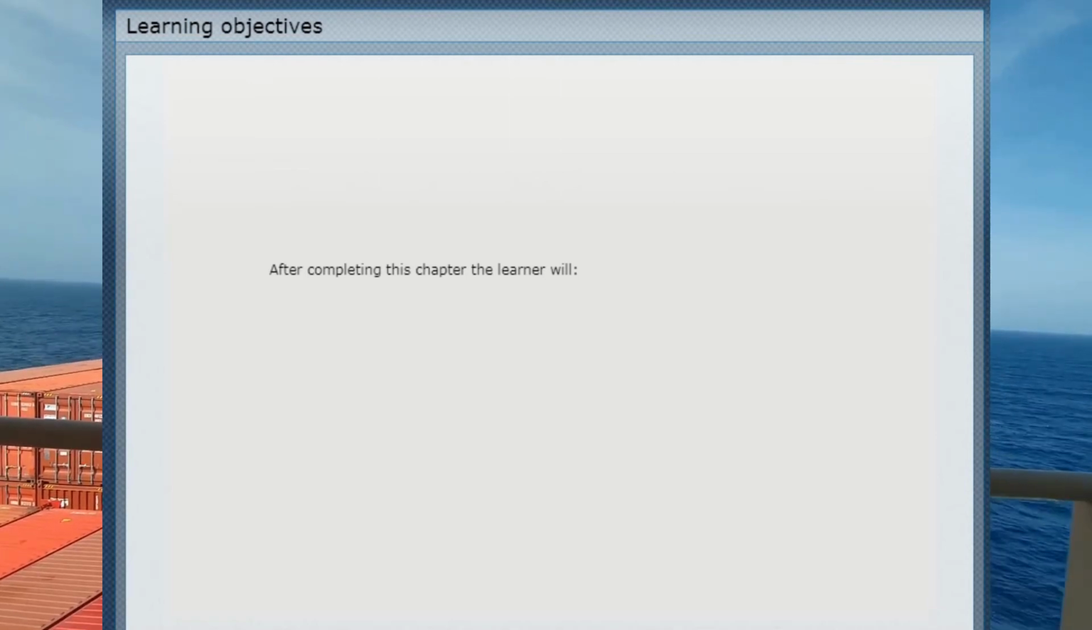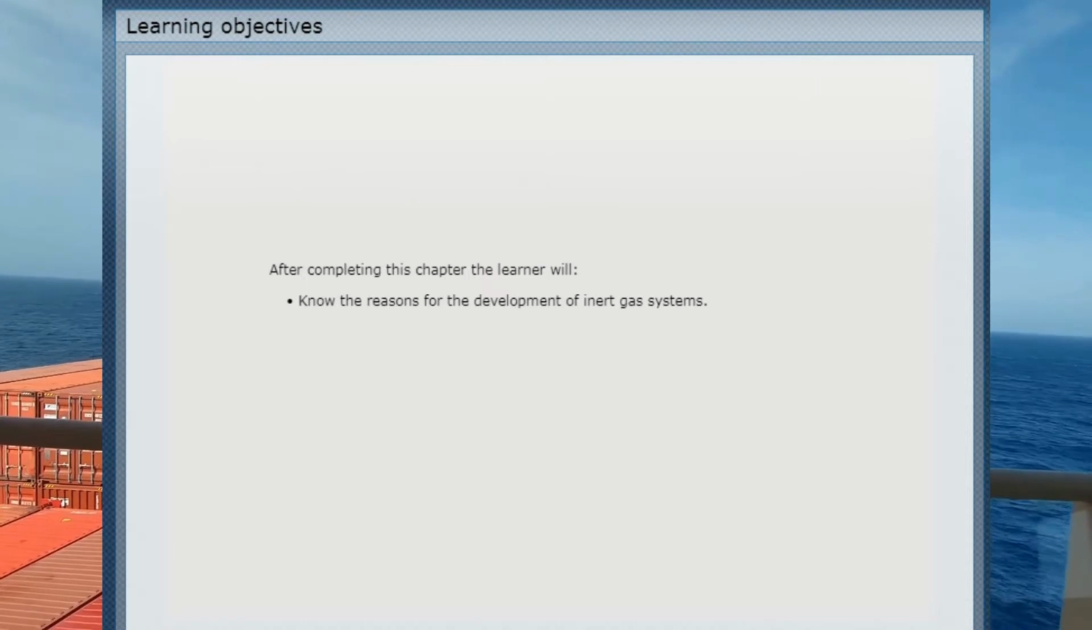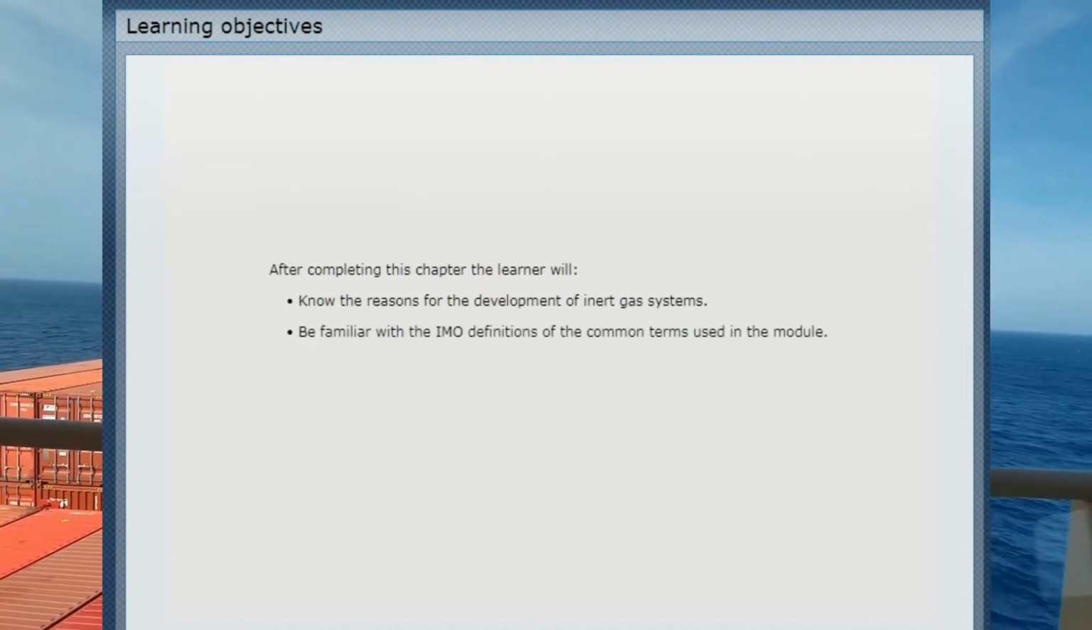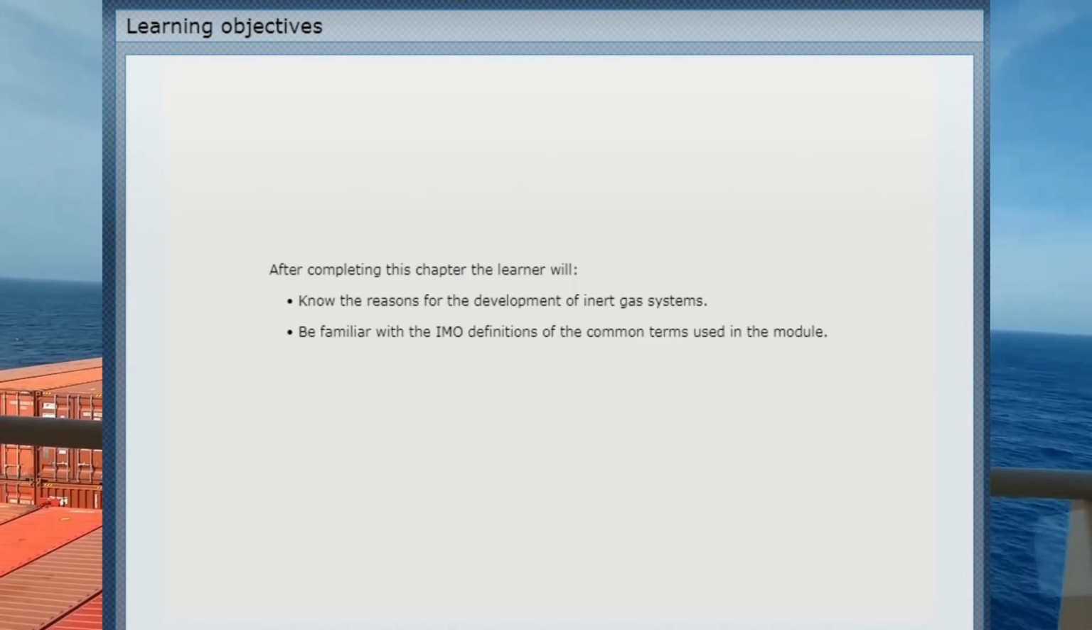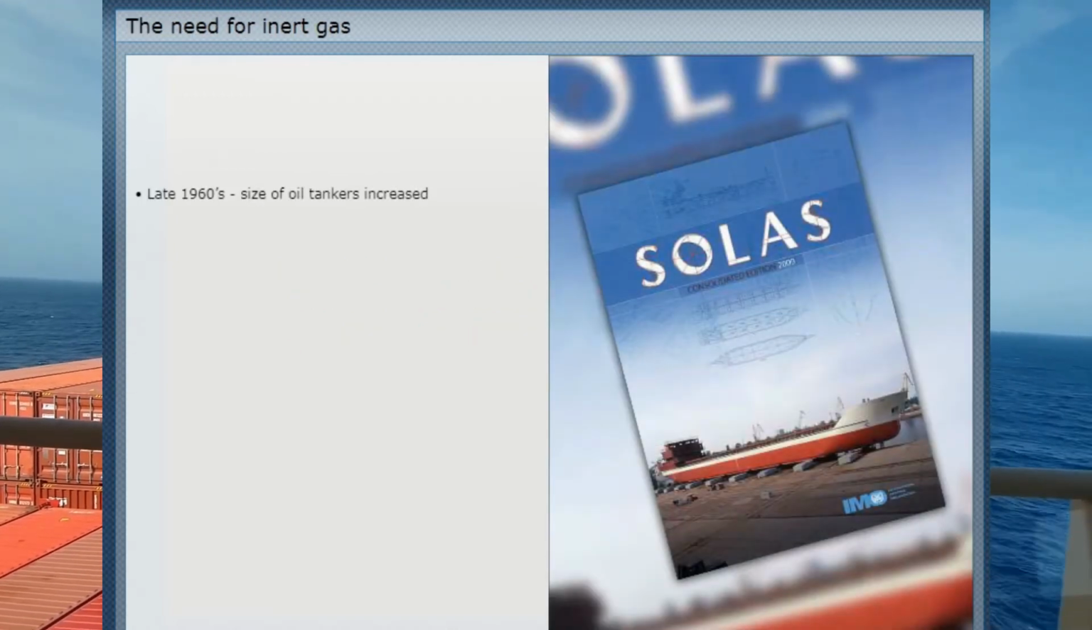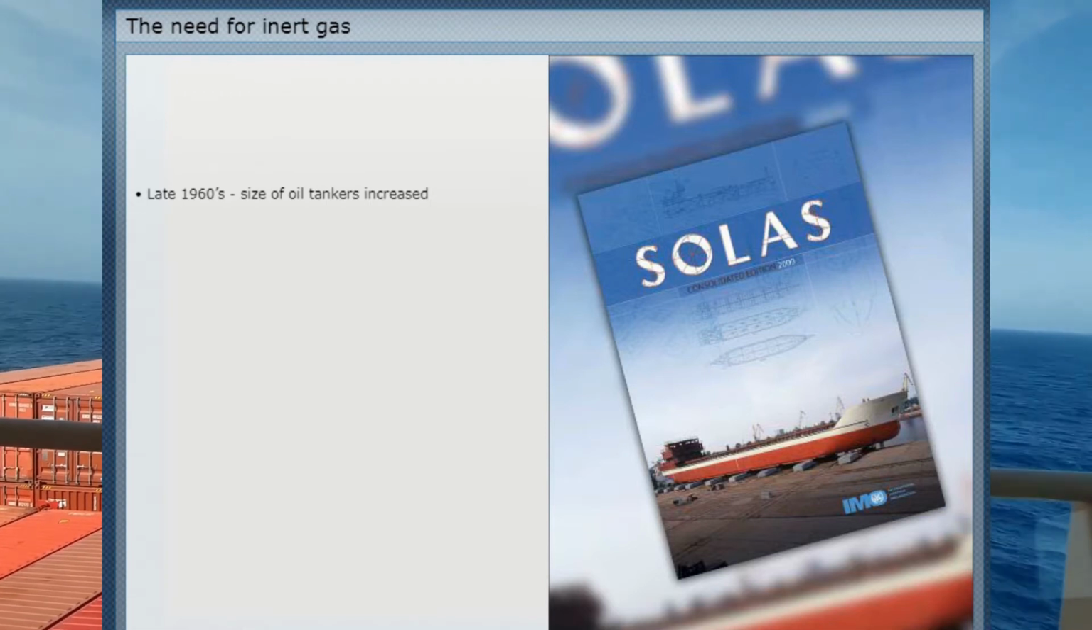After completing this chapter, the learner will know the reasons for the development of inert gas systems, be familiar with the IMO definitions of the common terms used in the module, and be aware of the different types of inert gas systems.